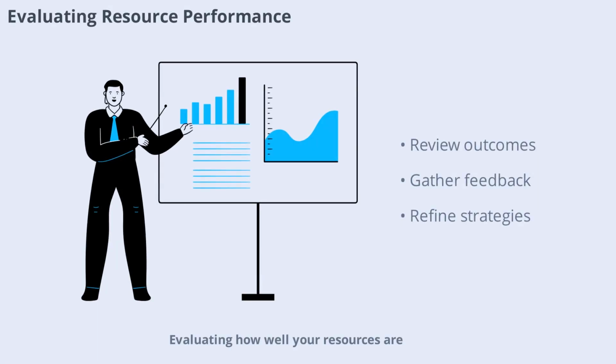Evaluating how well your resources are performing is crucial for continuous improvement. By reviewing outcomes, gathering feedback, and analyzing data, you can identify what's working and where adjustments are needed. This ongoing evaluation helps you refine your allocation strategies for future projects.